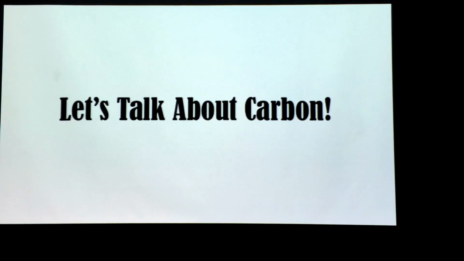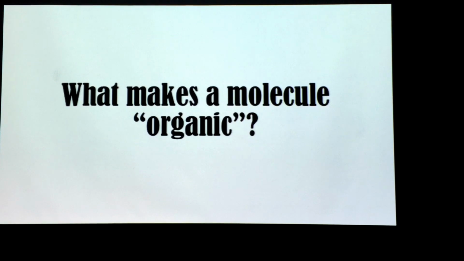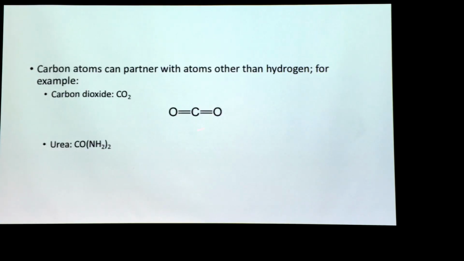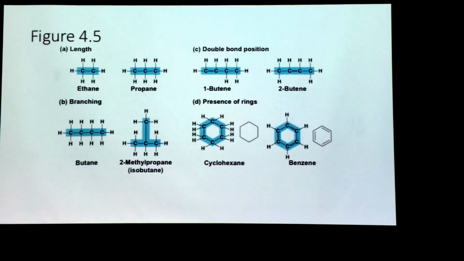Now on to the last piece, carbon. What makes a molecule organic? The molecule has to be a carbon chain, carbons with hydrogens, or multiple carbons in a row. Why is that important? Because carbon dioxide has carbon in it, but carbon dioxide is not organic. You have to have multiple carbons in the chain, or carbons with hydrogens. Urea is an example of an organic molecule.